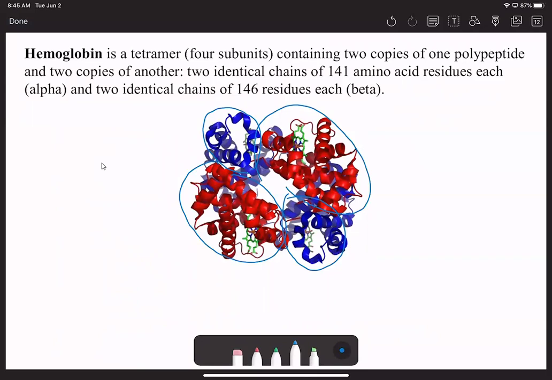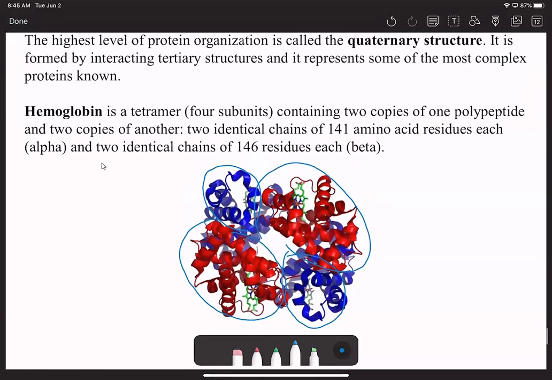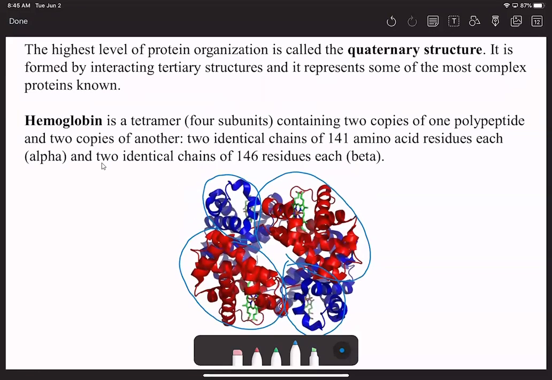Quaternary structures do not have to have four tertiary structures. This one just happens to have four, right? So this is hemoglobin here, right? So it carries oxygen through our blood, drops it off, takes out CO2. But here is what we consider to be a quaternary structure, right? Is the interaction of other tertiary structures here.